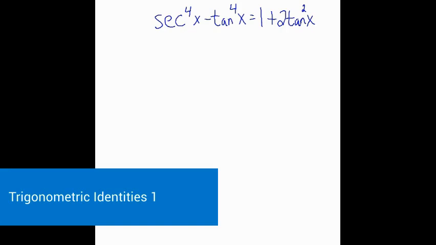Hello there. I'm going to start a new video series going over trig identities. So this is our identity for the day, and we are going to prove or disprove it.